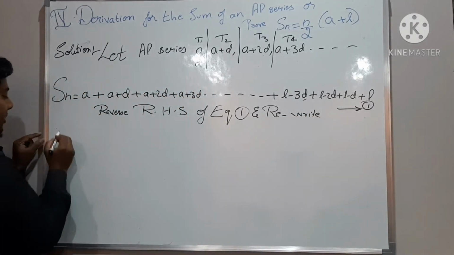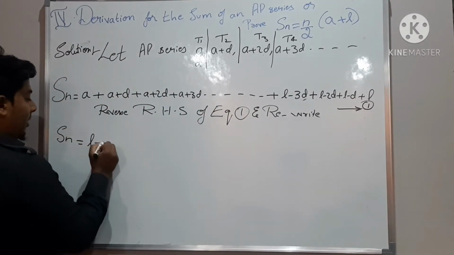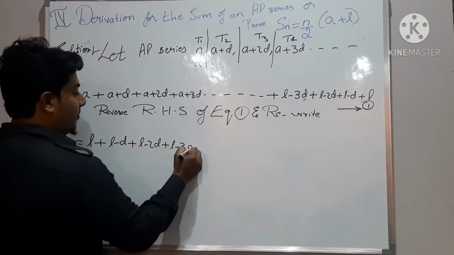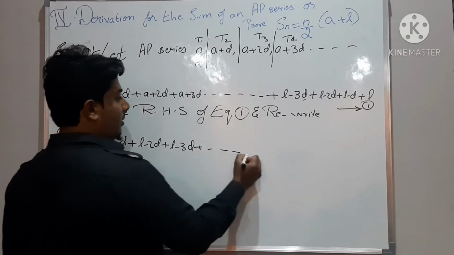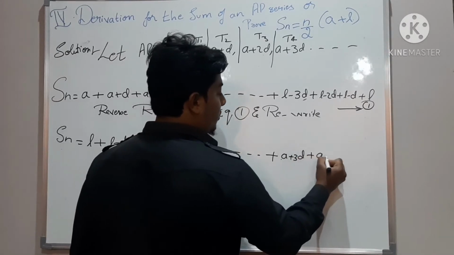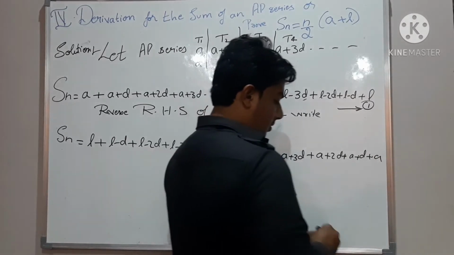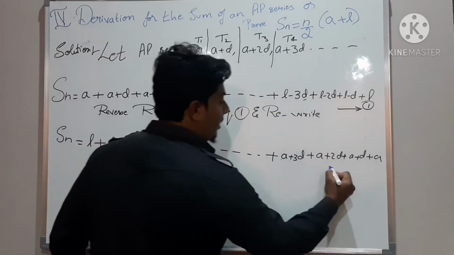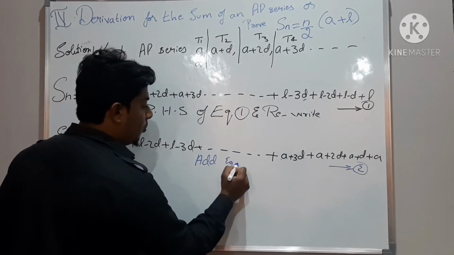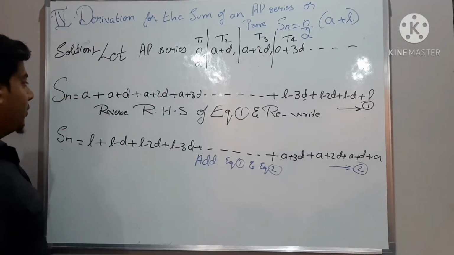What do we have? Left hand side remains the same, Sn. So the last comes first: L plus L minus D plus L minus 2D plus L minus 3D, and so on, plus A plus 3D, A plus 2D, A plus D, plus A. Call this equation 2. Now add equation 1 and equation 2.